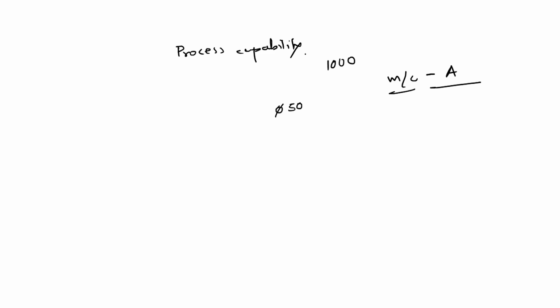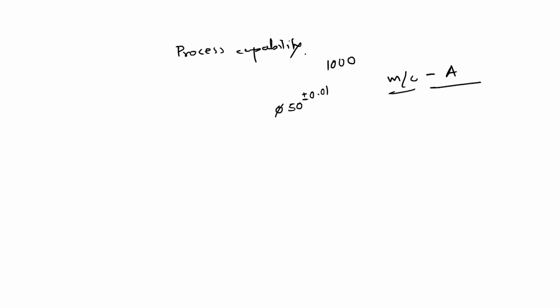I'll move towards the topic now. Process capability. There is a machine called machine A. On this machine, I have given a job to produce 1,000 shafts. I have given it to a person to manufacture on this machine, and the requirement for the shaft is it should have a diameter of 50 mm and it should have a tolerance of plus minus 0.01 mm. This is the tolerance which I want.